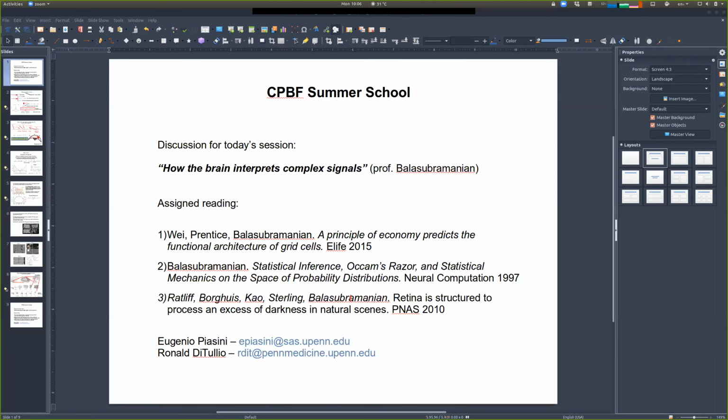This is the discussion session for today's talk by Professor Balasubramanian, How the Brain Interprets Complex Signals. We had 3 papers that were assigned reading for today. I'm Eugenio Piasini, a postdoctoral fellow of the Computational Neuroscience Initiative at Penn. And we have the other speaker today.